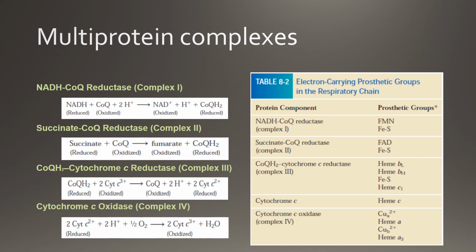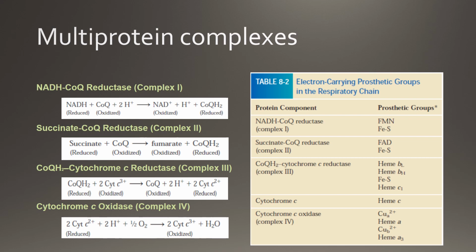Complex 1 is NADH coenzyme Q reductase, complex 2 is succinate coenzyme Q reductase, complex 3 is coenzyme QH2 cytochrome C reductase, and complex 4 is cytochrome C oxidase. And these are the protein groups for this. Now I am going to discuss all these complexes one by one. So first, complex 1.